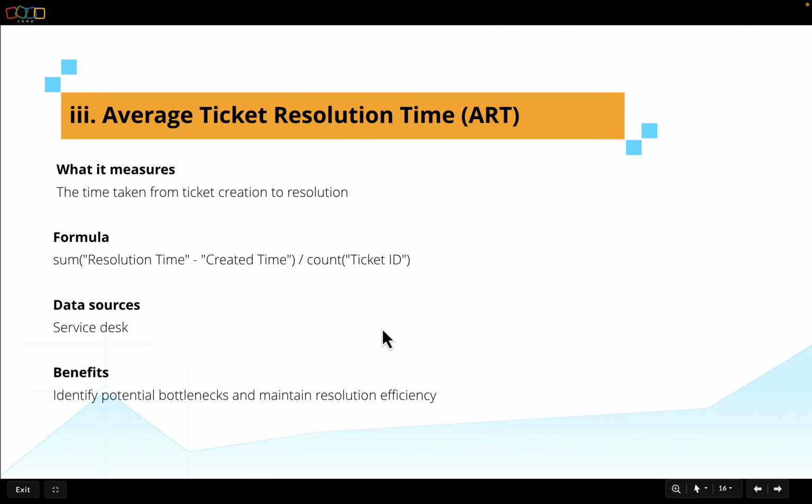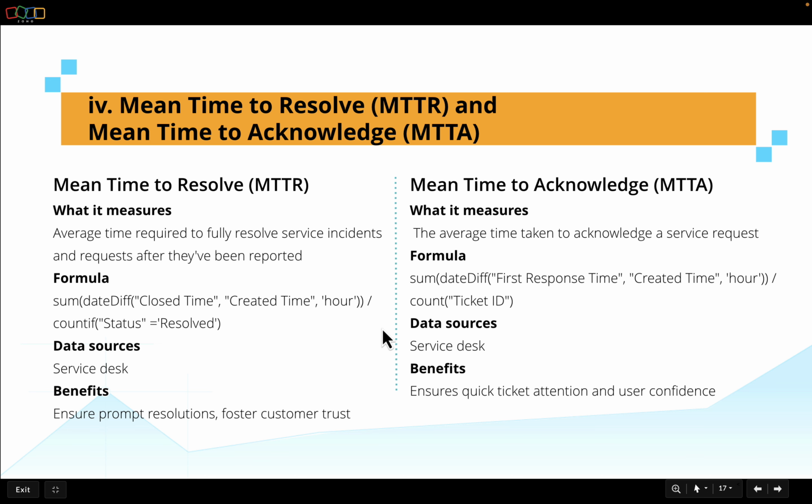Now let's move on to the next metrics, which you might have seen earlier, which is mean time to resolve, or MTTR, and mean time to acknowledge, or MTTA. So mean time to resolve is a vital metric for tracking the average time required to fully resolve service incidents and requests after they have been reported.